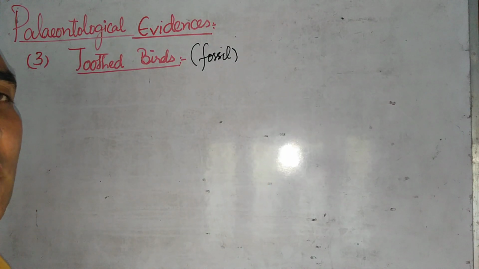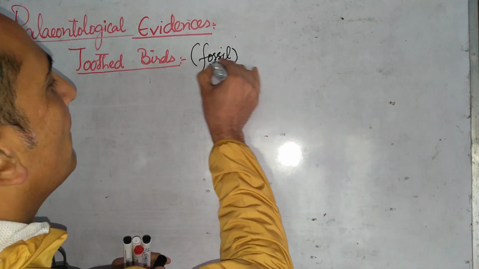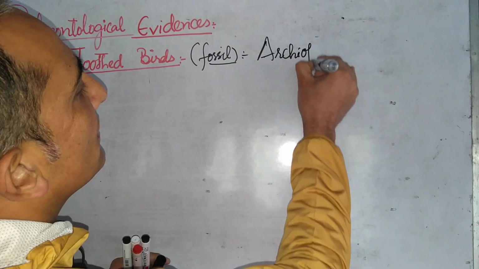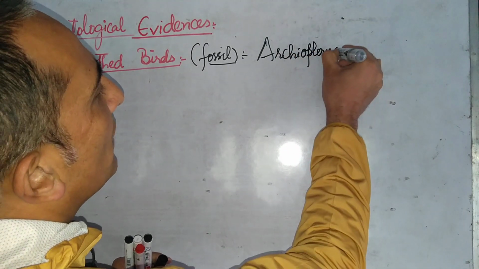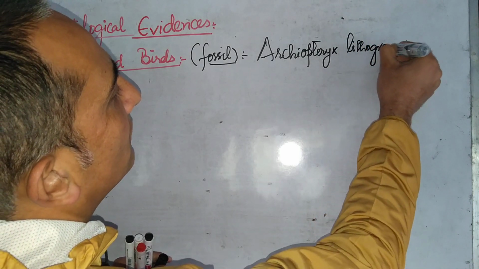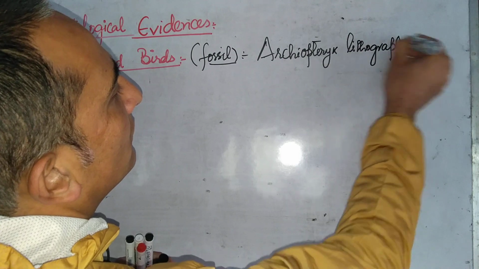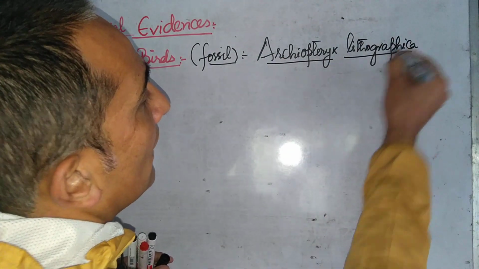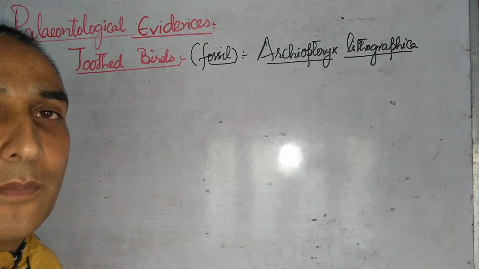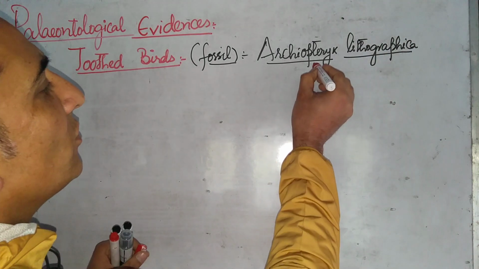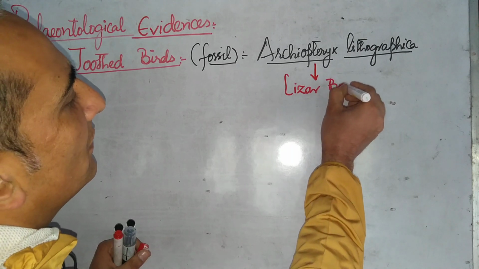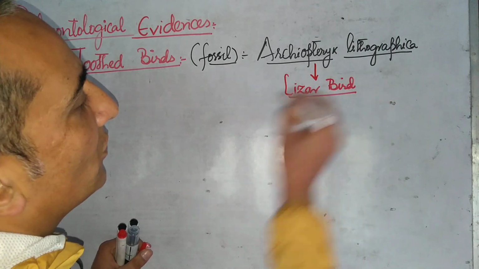The best example we can take over here to make it understand is a fossil bird which we call as Archaeopteryx lithographica. This is the famous example of the fossil toothed bird, which is also a missing link, and it is also known as the lizard bird.